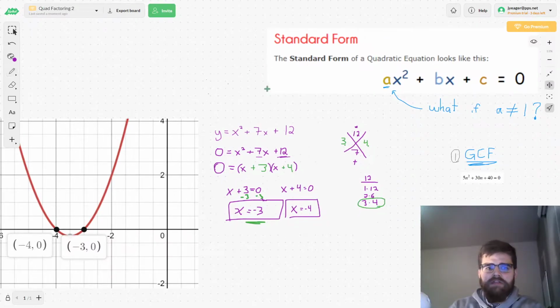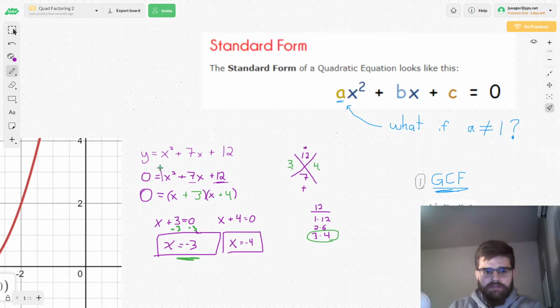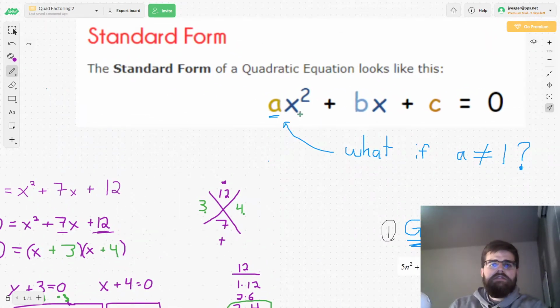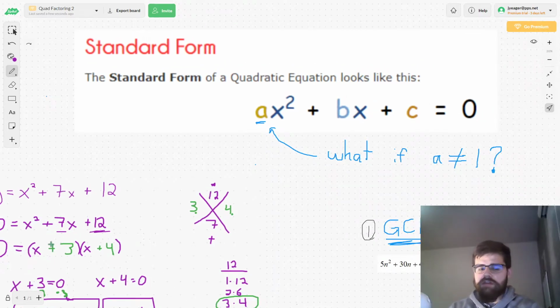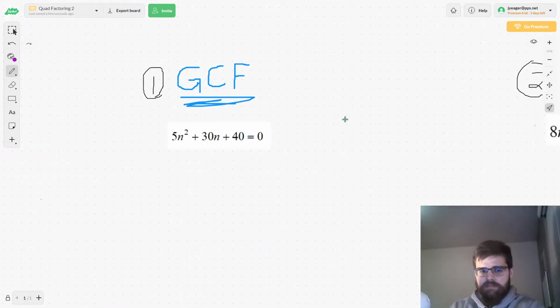Pretty much everything we saw before had something in common, and that was that the number in front of x squared was just 1, right? It was always a single x squared. But standard form says that this a value can be any number, as long as it's not 0. So what do we do if a is not 1? Because we're going to have to rethink this process. So today we're going to talk about some more advanced factoring methods.